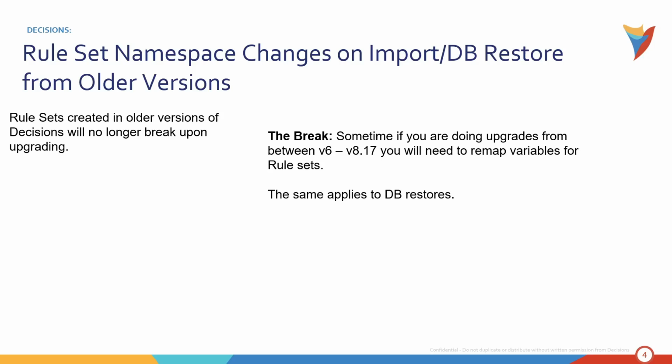Why does this happen? There are various niche cases and configurations that can trigger it. It won't happen every time, but if you're upgrading from one of these versions to 9.4 and notice missing variables in the rule sets, this is likely the cause. This issue also applies to database restores, not just upgrades.